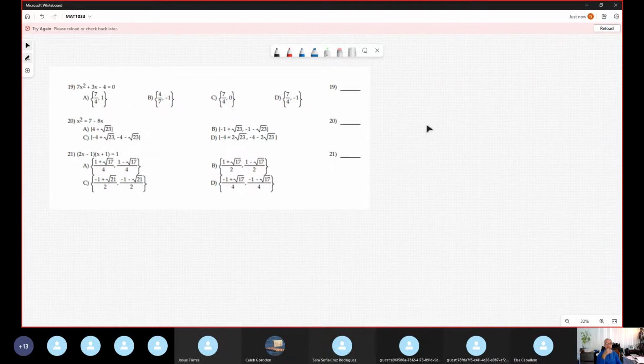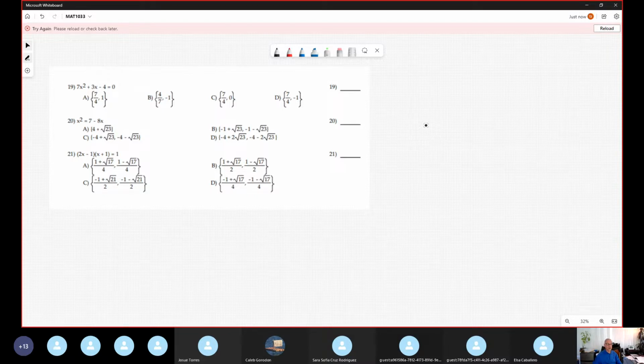Suppose that the solutions are irrational. Square root of something, square root of 7, square root of 23. You never get them by this key to open the door of factorization. Never. Okay, now let's move on.